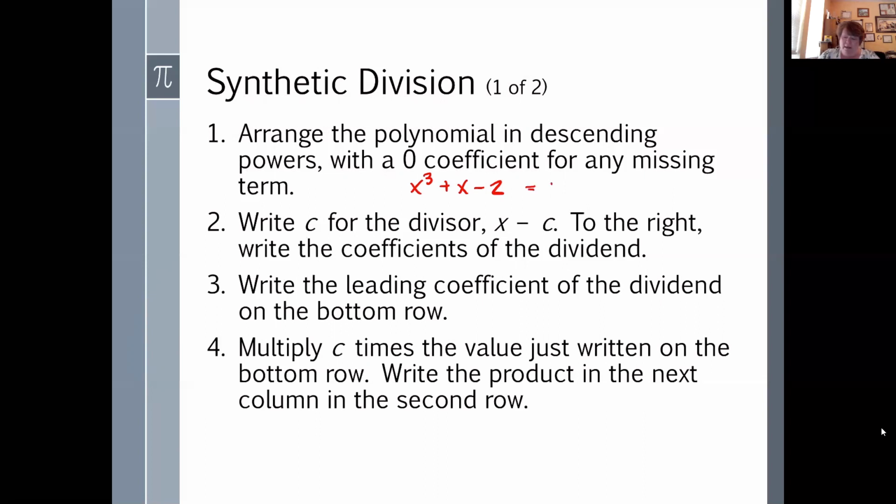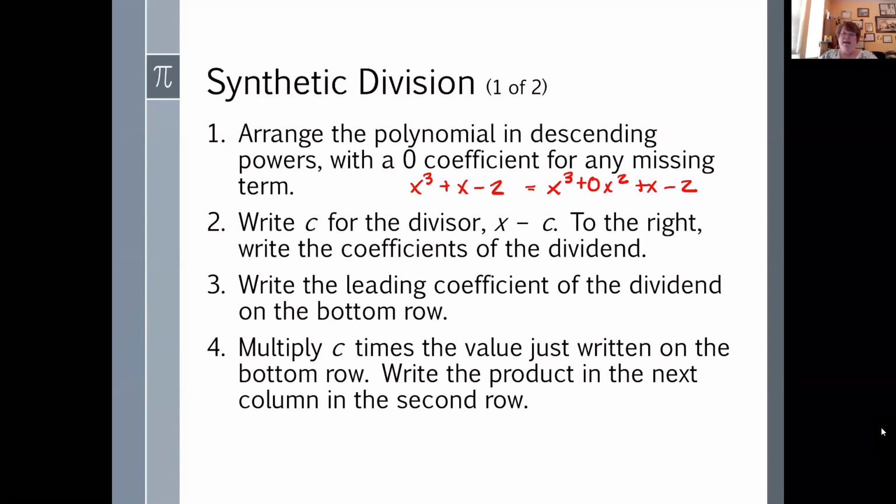So we could rewrite this as x to the third plus 0x squared plus x minus 2. So if we have a term that's missing, we must put that term in using a 0 coefficient. And you have to do this. You can't skip this step, because if you skip it, things don't line up in your columns and your division will be incorrect.